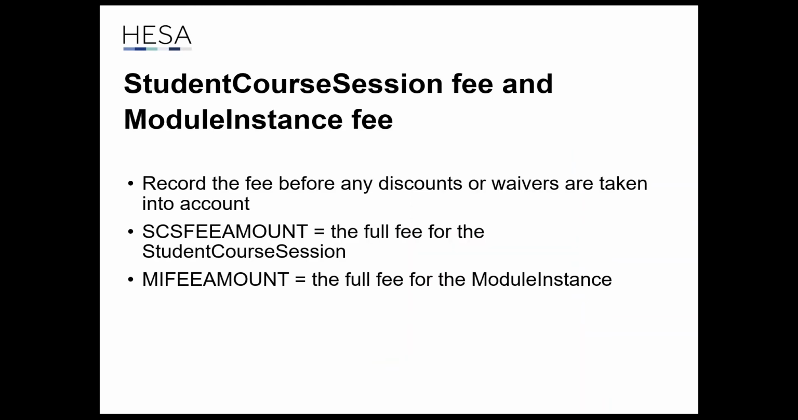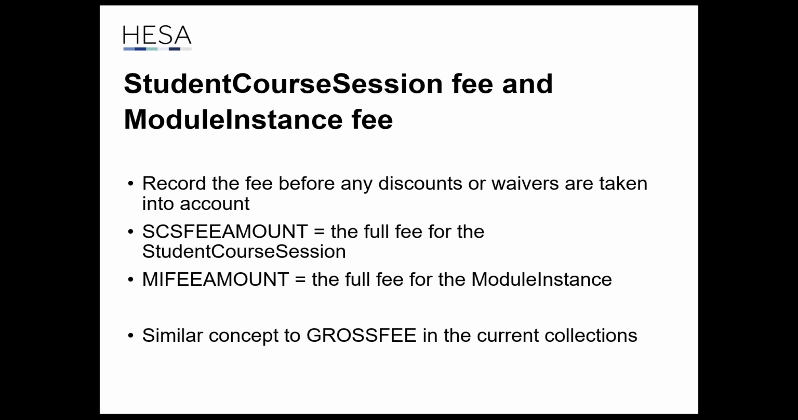Those two fields, the module instance fee and the student course session fee, both record the fees before any discounts or waivers have been taken into account. As the name suggests, the student course session fee is recording that fee for the student course session, and the module instance fee for that given module instance. And as this is the fee before any discounts or waivers, it's a similar concept to the gross fee field in our current collection.